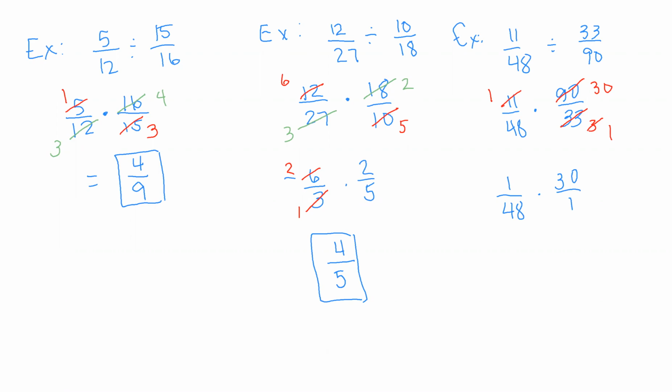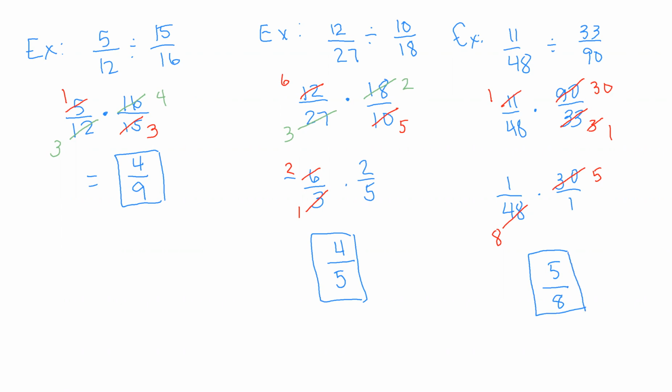Okay, let's see. We need factors of 30 and 48 that could cancel out. Let's start with a 6. So 30 and 48 are divisible by 6. 30 divided by 6 is 5. 48 divided by 6 is 8. Nothing else will cancel, so my final answer is 5/8.